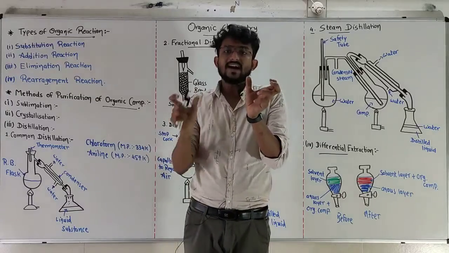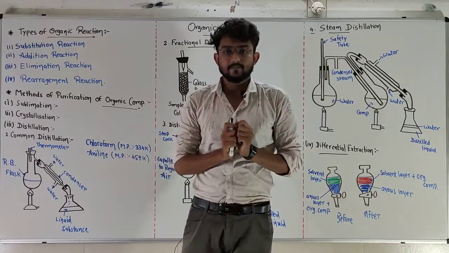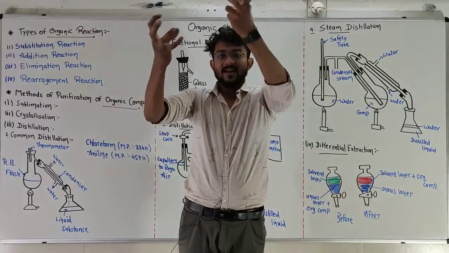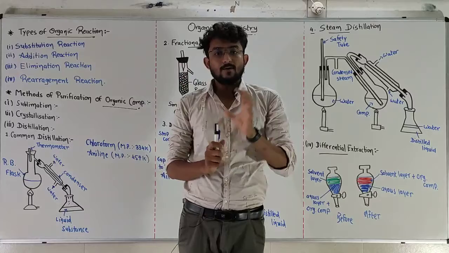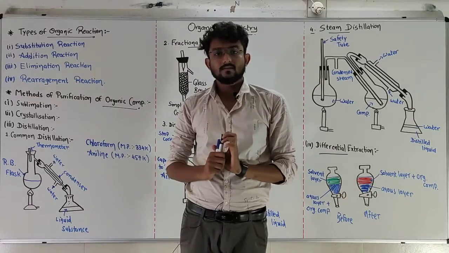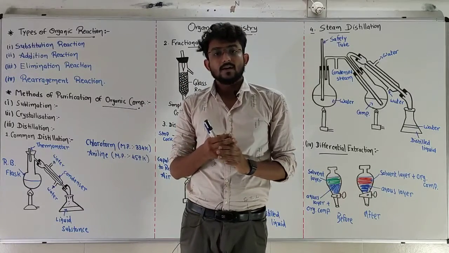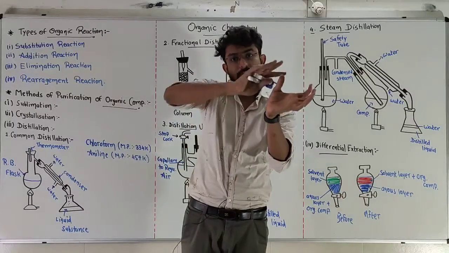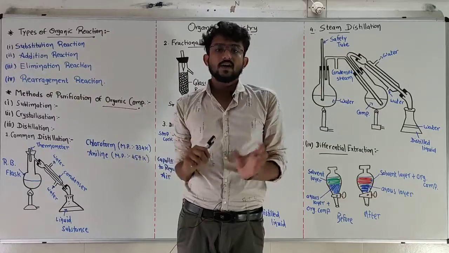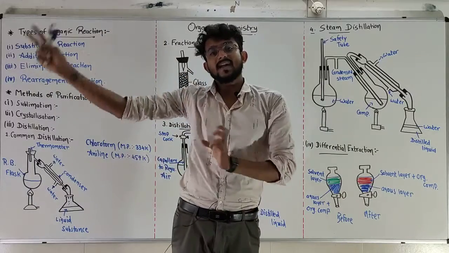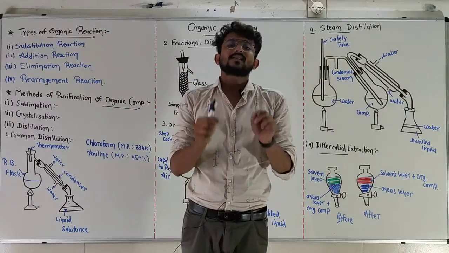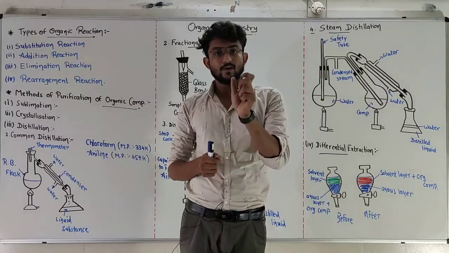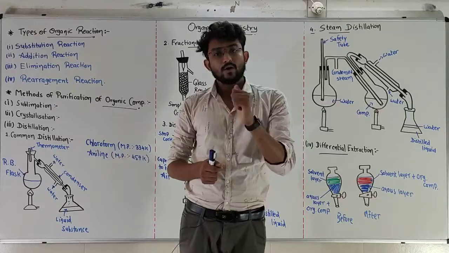So CH3Br with KOH. What will happen? OH and Br will exchange with each other. CH3Br will become CH3OH, and KOH becomes KBr. That is known as a substitution reaction, an exchange of the particular electrophile or nucleophile.